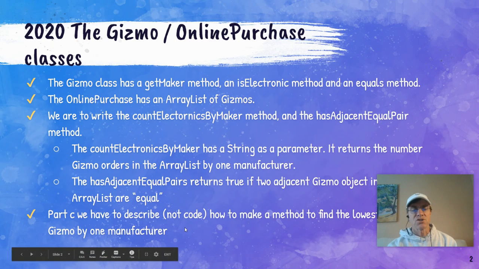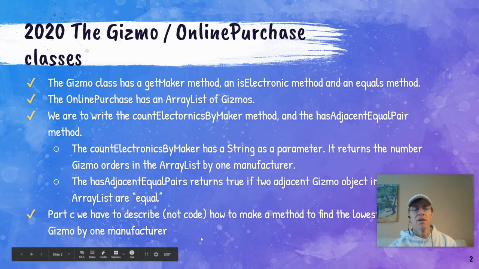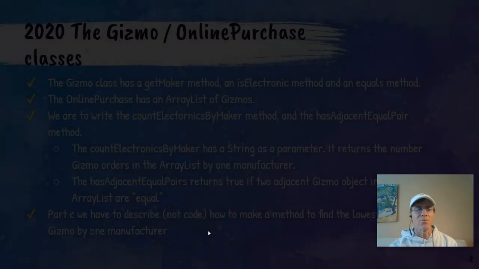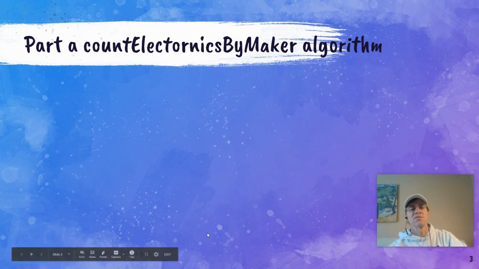And in part C, we're not writing code. We're just going to describe how to make a method that would return the gizmo of one manufacturer that is the cheapest. That's the intent. No code to write. I almost feel like it would have been easier to write the code than to write the summary of it. So I'm not sure what they're thinking there, but sure, it's something.